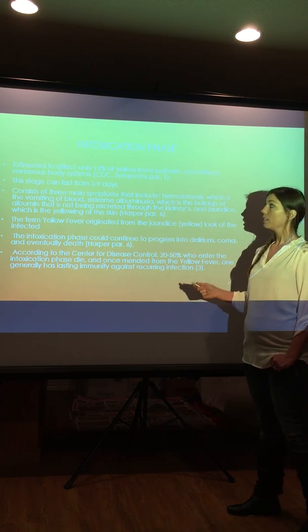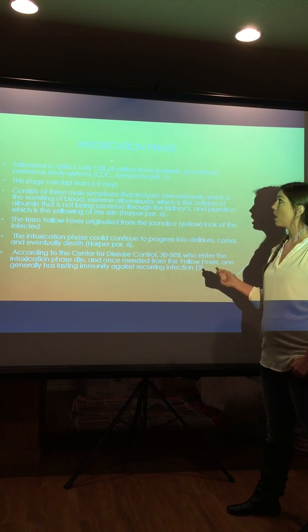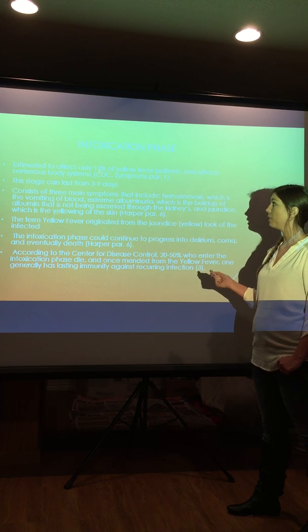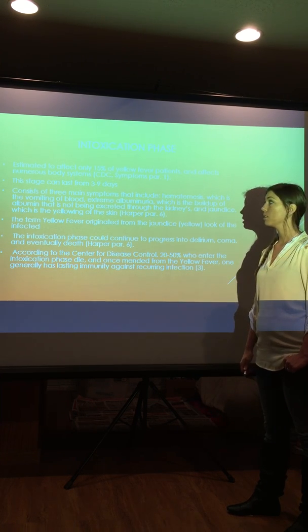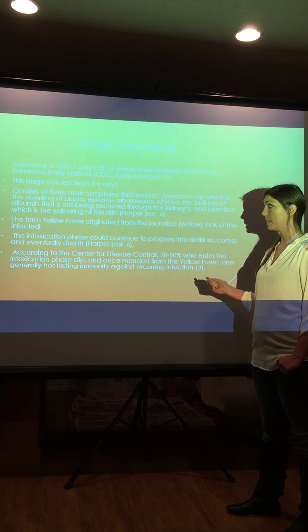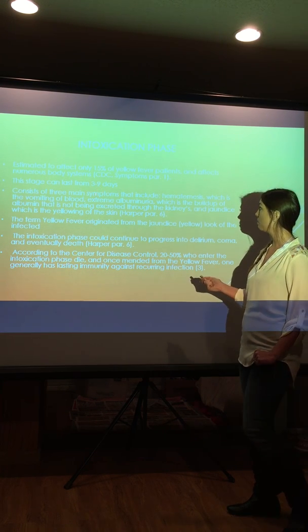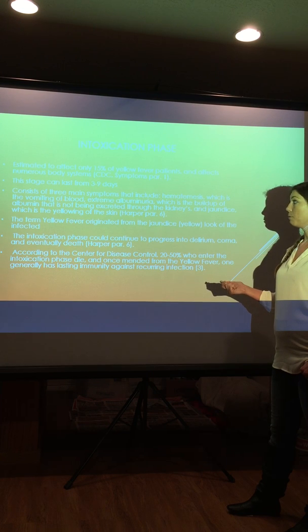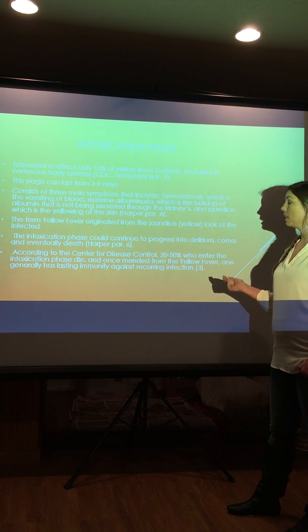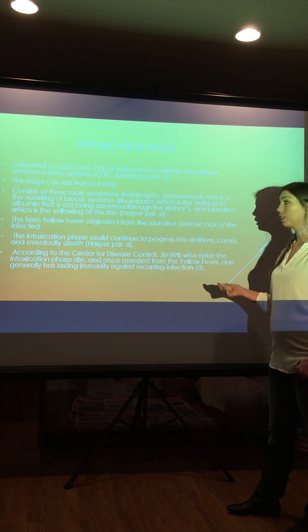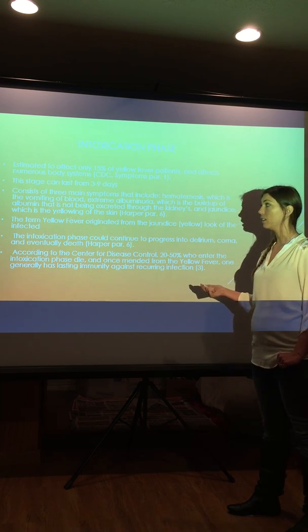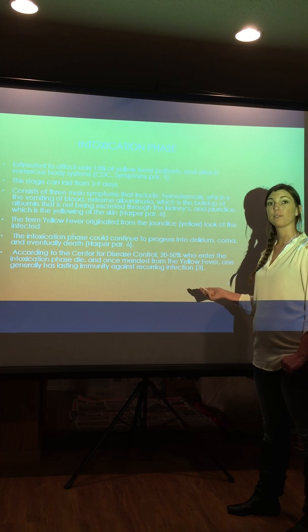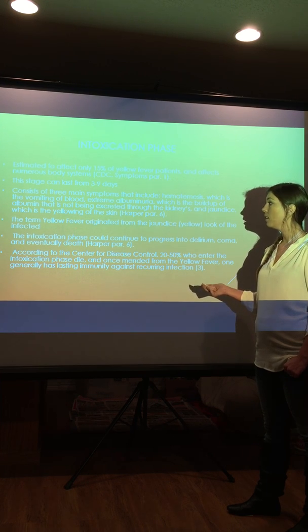If symptoms do not improve, then you go into the intoxication phase, which only affects 15% of yellow fever virus patients and numerous body systems. This stage can last from 3 to 9 days and has 3 main symptoms, which include vomiting blood, inability to secrete albumin in the urine, and also jaundice, which is yellowing of the skin.